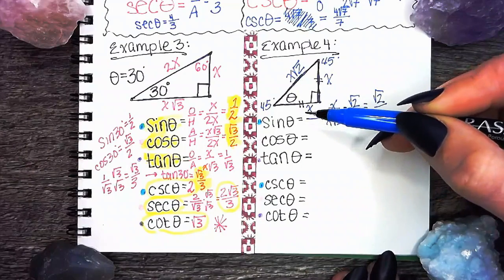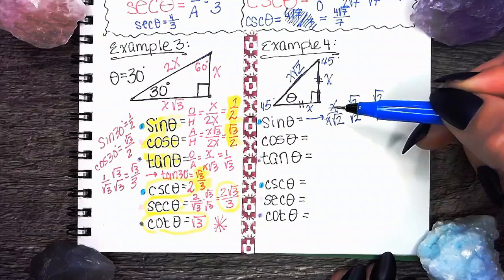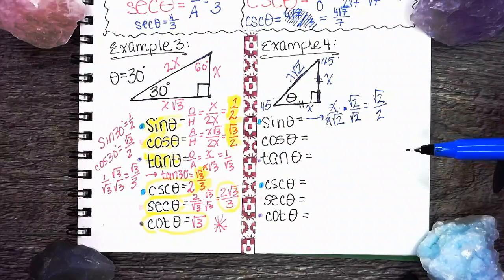Cosine is adjacent over hypotenuse. I want you to look at this picture and think about that. What do you think cosine will be?